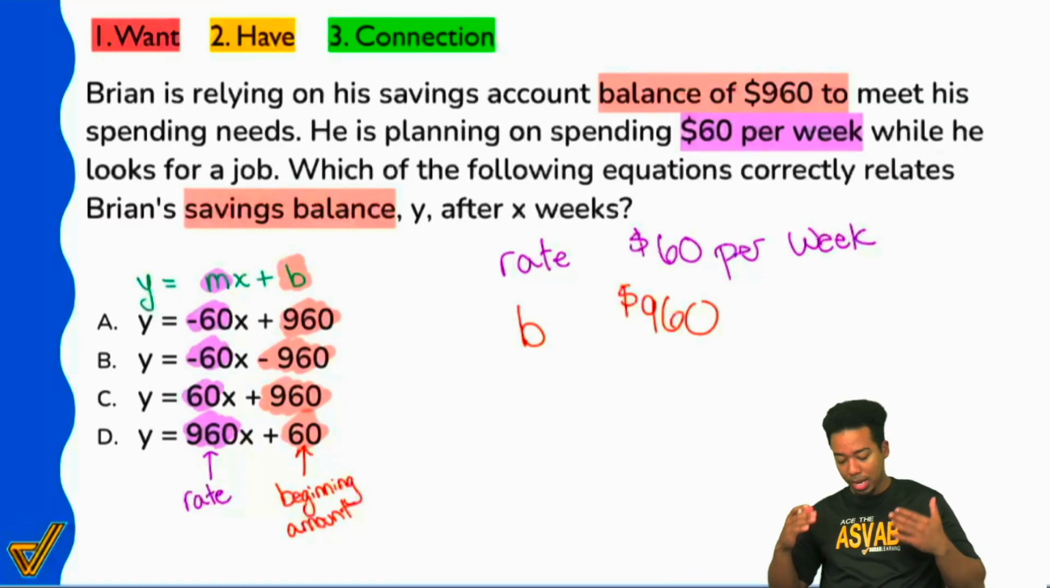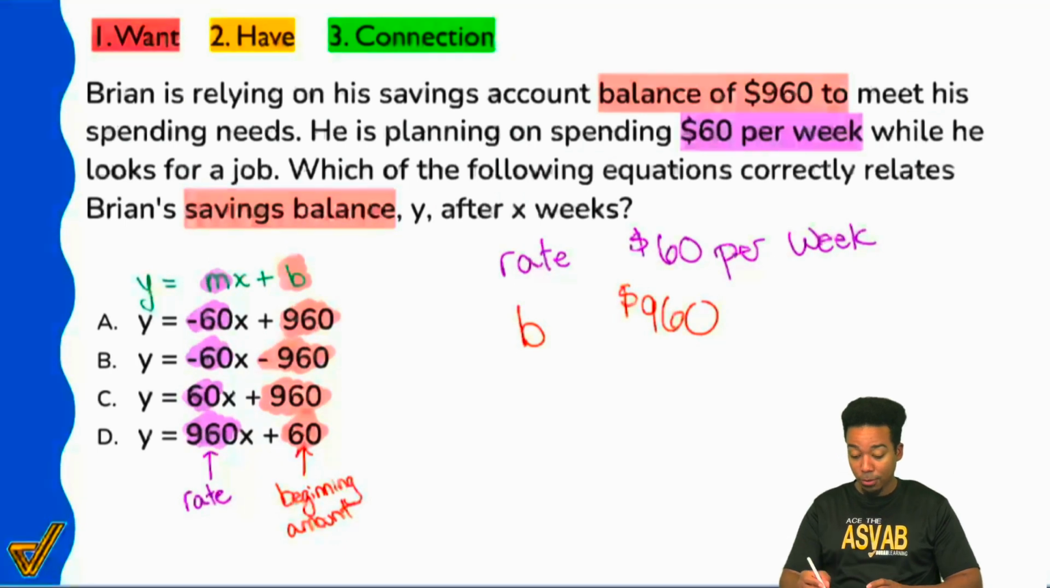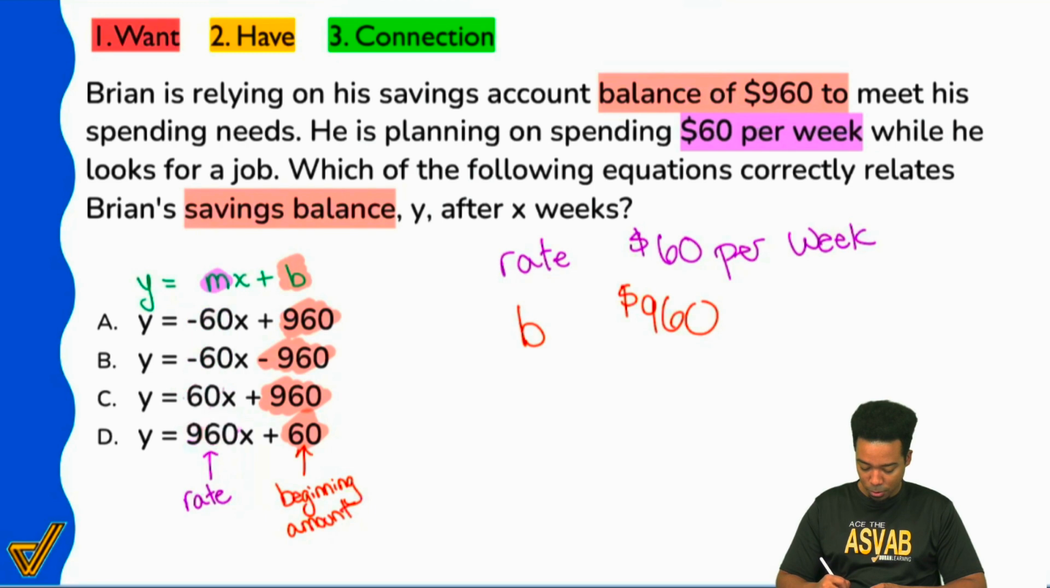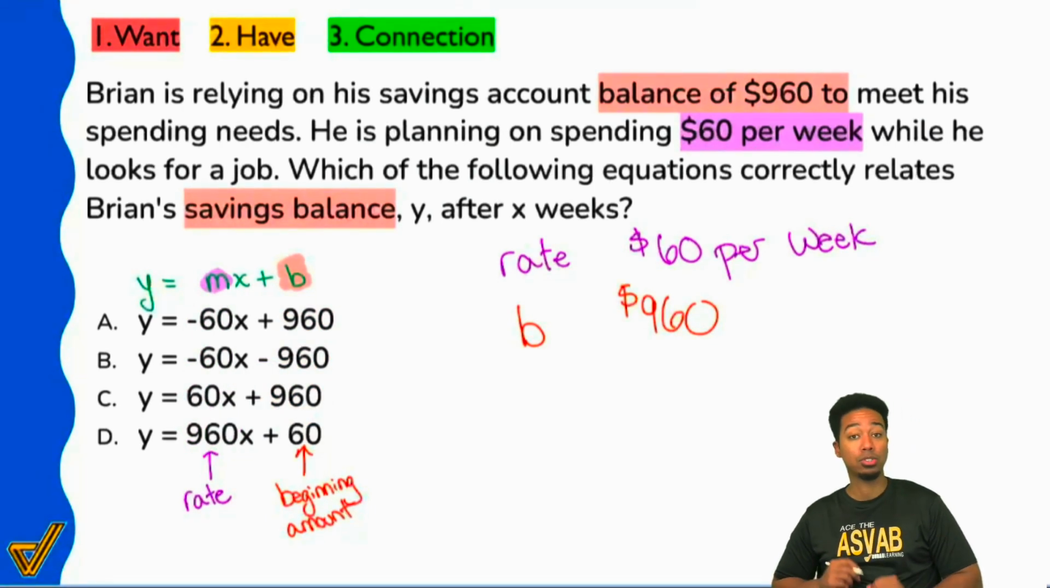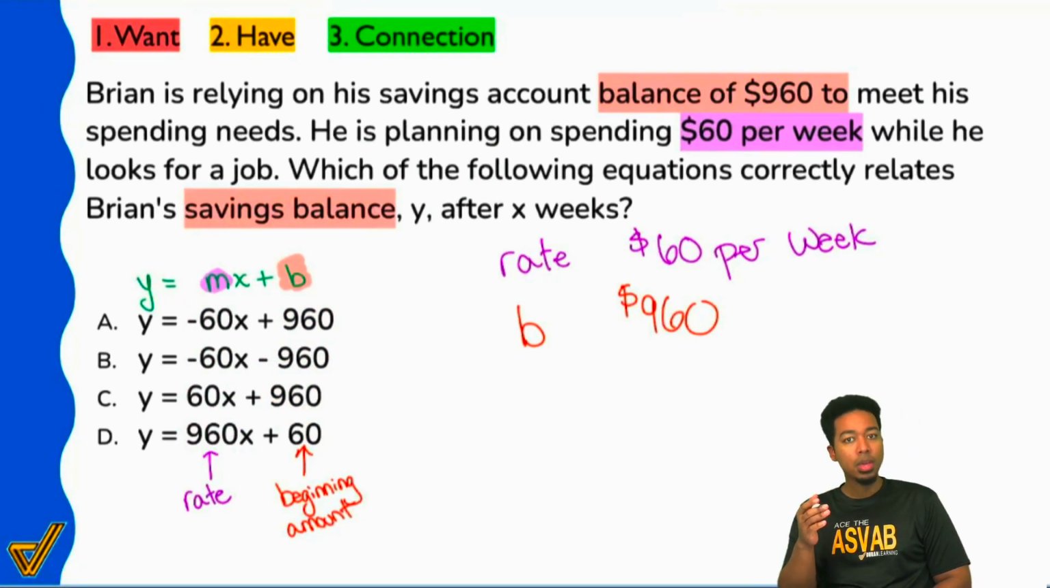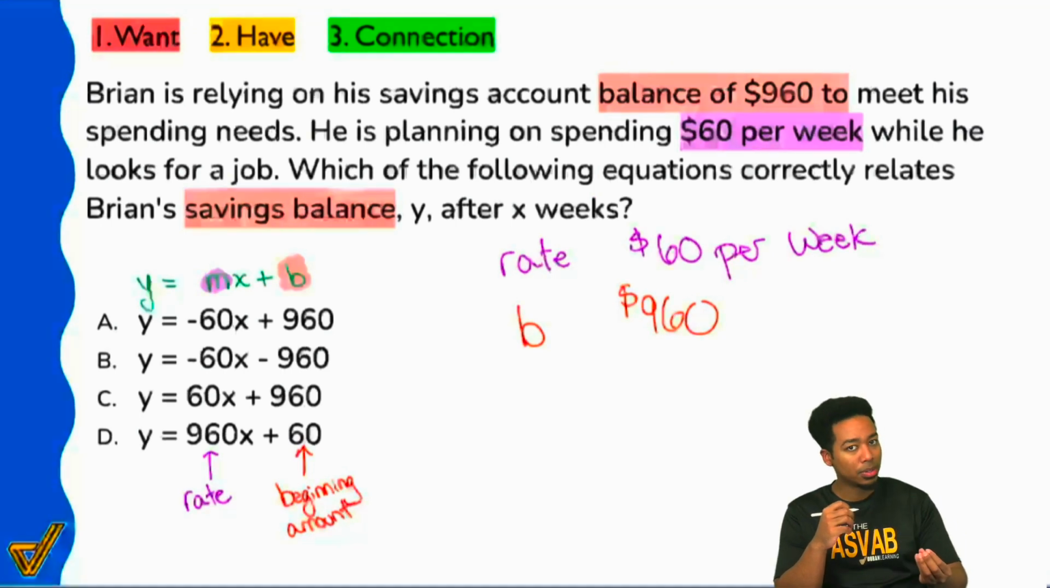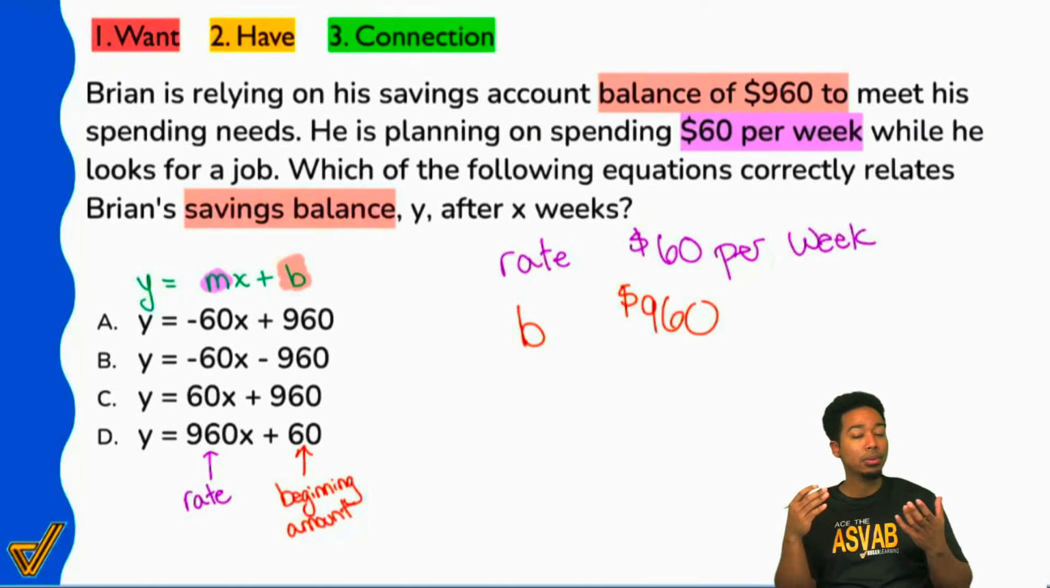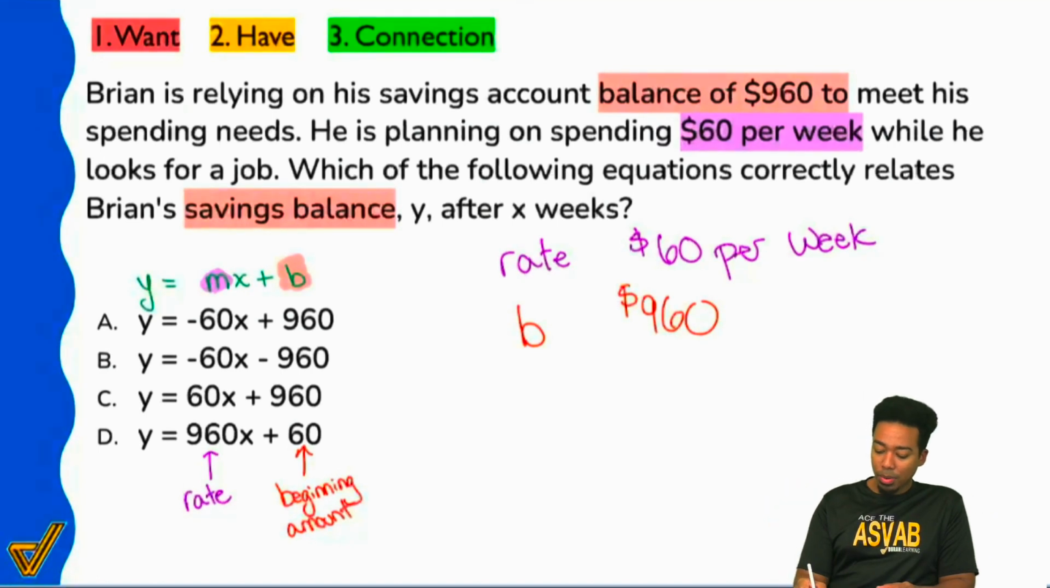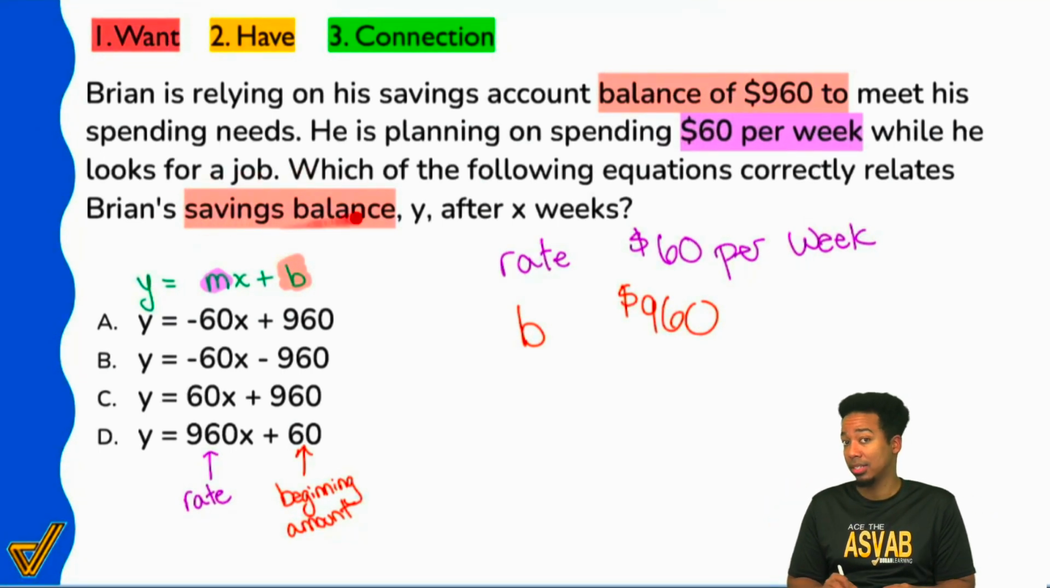Now, let me kindly tell you why, if you pick C, that's the wrong answer. Here's why. You always want to think about signs. Positive meaning going up, negative meaning you're going down. Now, how do you know if you're going up or down? Well, it's really all about what Y represents. Y represents, again, the savings balance. Think about it, my party people.